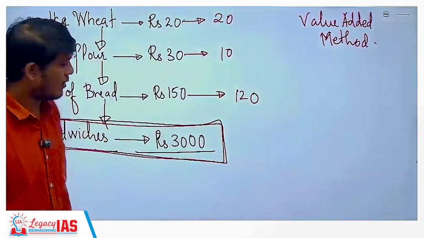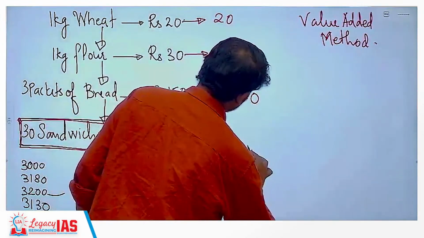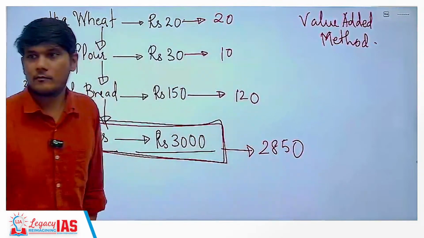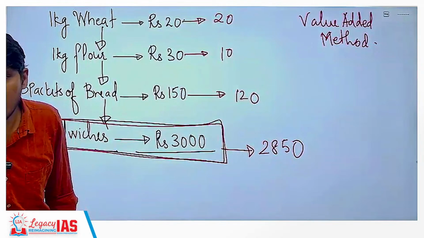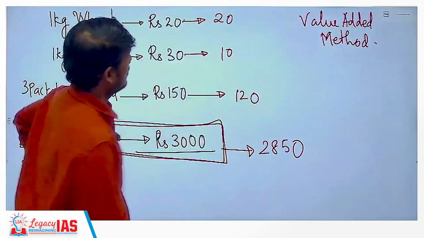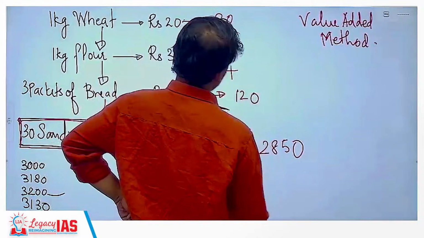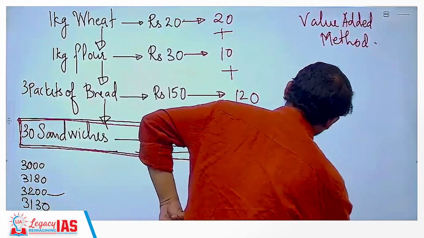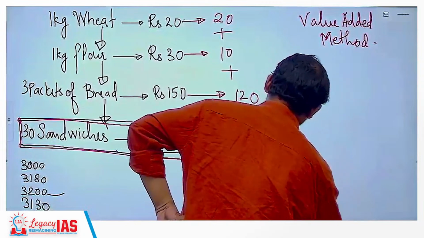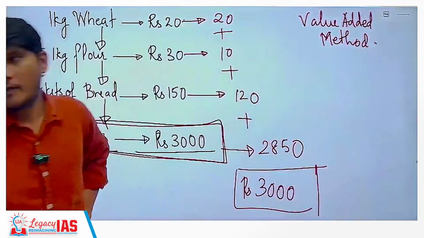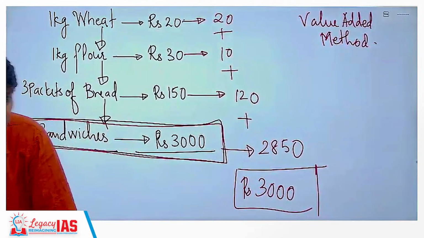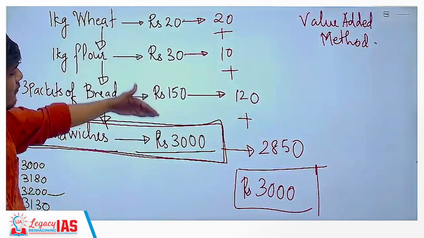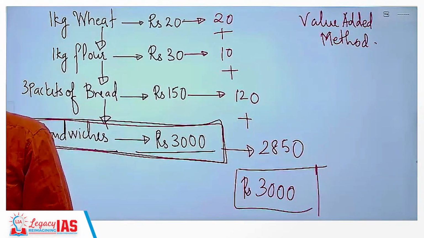What is the value added here? 120. Right? What is the value added here? Correct? Value added is 2,850. Now add it. 20 plus 10 plus 120 plus 2,850. Again, the answer would be the same. Rupees 3,000. Okay? So either you take the final good, its value, or you keep adding the values at different stages.